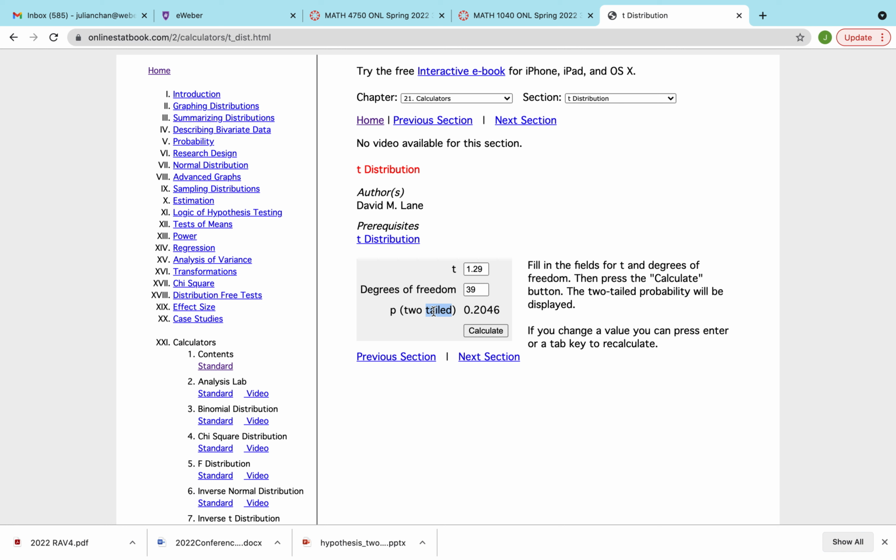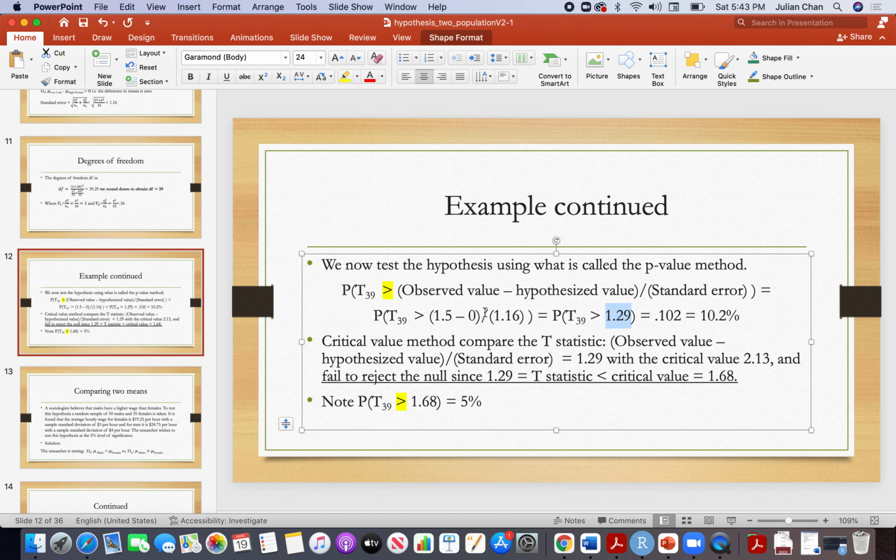Now notice that this is what's called two-tailed, meaning that we have to divide this result in 2. So this 0.2046, we divide it in 2, and that will give us approximately 0.102 or 10.2%. So this is not enough evidence to reject at the 5% level of significance. It does not give us a p-value of 0.05 or less, so we will fail to reject in this case. This is the p-value method.